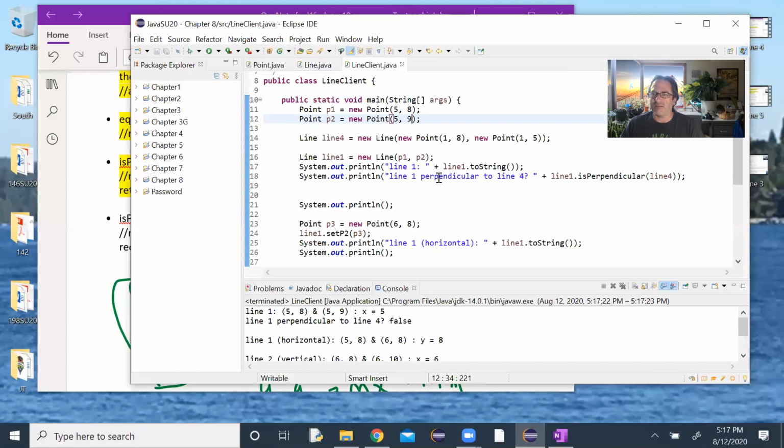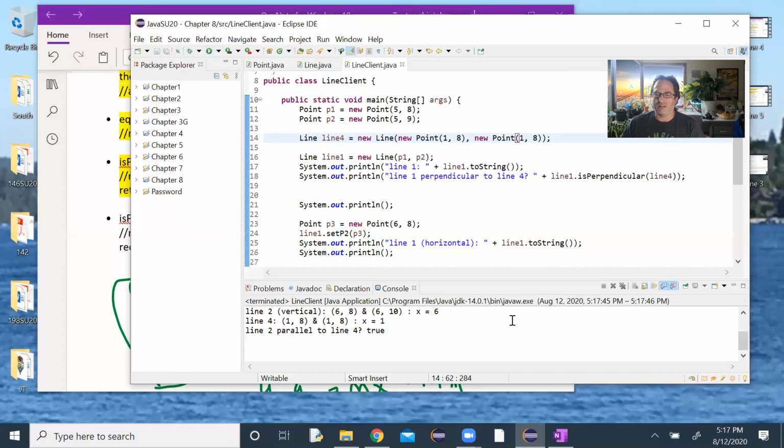Now, line 1 is vertical, and I want line 4 to be horizontal, so I'll change this to an 8. So now they should be perpendicular. One's vertical, the other one's horizontal. Line 1 perpendicular to line 4.